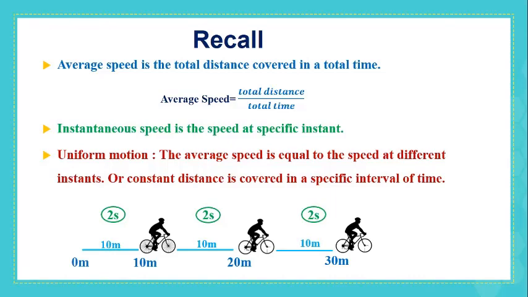He is covering a constant distance of 10 meters every 2 seconds. The motion of the cyclist is uniform motion. In this session, we will discover the other types of motion.